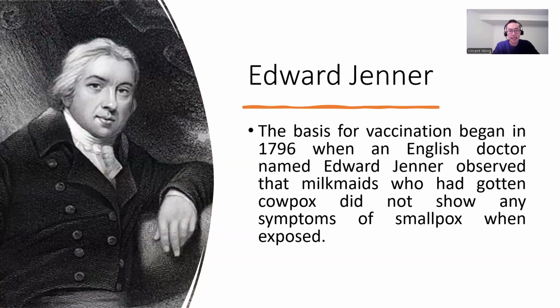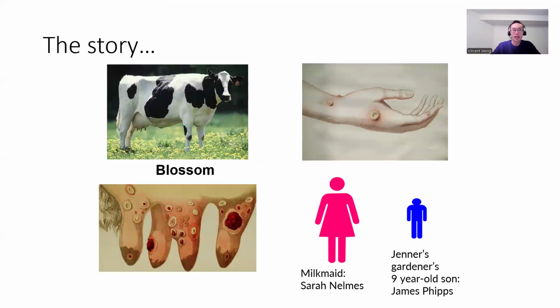So there was this guy. His name was Edward Jenner. He was an English doctor and he lived in this house with farmers and maids, so I guess he was pretty well off. And the story goes like this, right? He noticed that his milkmaids, who are the people who milk the cows for him, got cowpox from the cows. Okay, so this is what cowpox looks like.